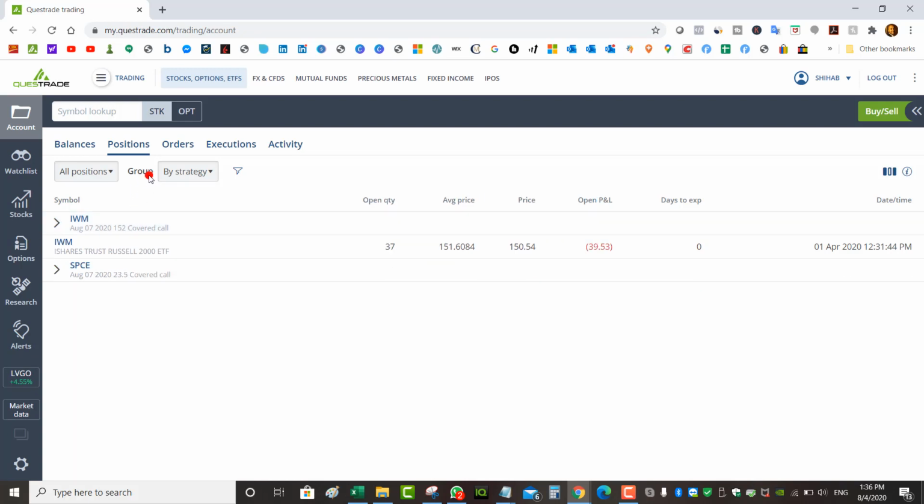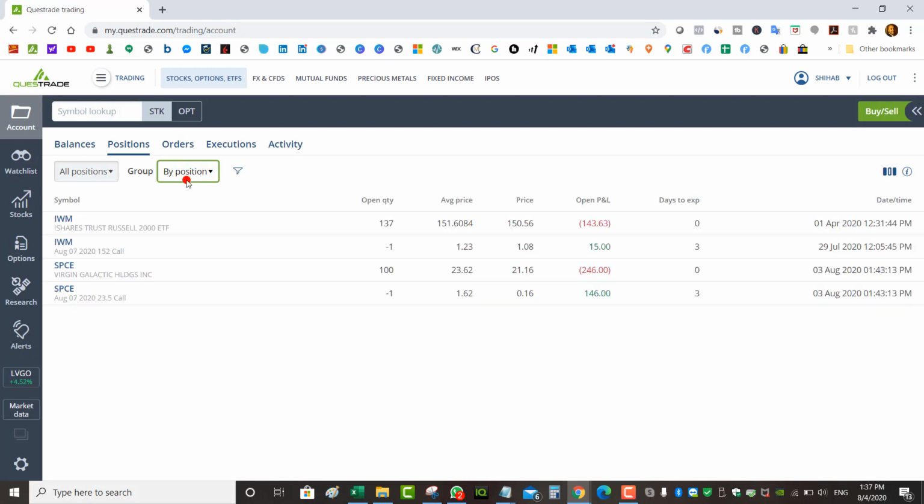First of all, under group here, you have to make sure you're under strategy. If you're going to be selling options or doing strategies regarding options, it's always best to view your positions by strategy so that they're grouped together. Because if I just leave them as by position, which I think is the default for everyone, you'll see I've got 137 shares of IWM, and then I've got a -1 here on a call option that's sold. I've got 100 shares of Virgin Galactic, and I've got a -1 of a call.